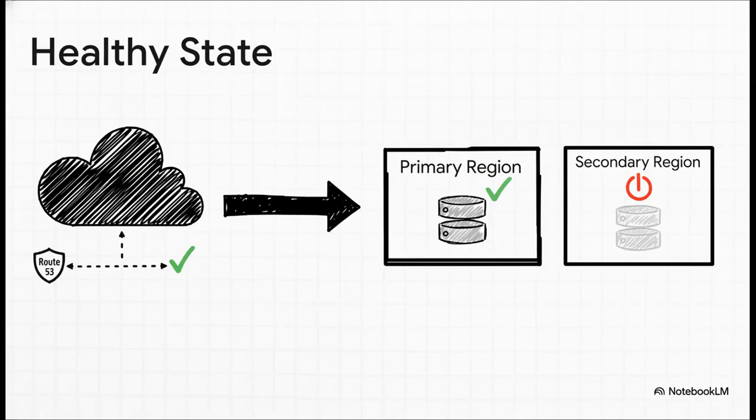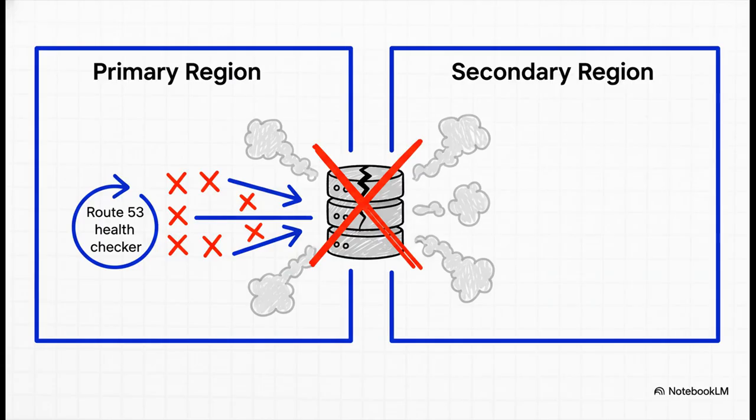All right, so here's our setup on a normal, sunny day. All of our user traffic is happily flowing to the primary region. Our secondary region is ready to go, but it's scaled down to 0 to save us money. And in the background, a Route 53 health check is just relentlessly pinging that primary endpoint, getting a steady, consistent, all-clear signal. Everything's good. And then it happens.